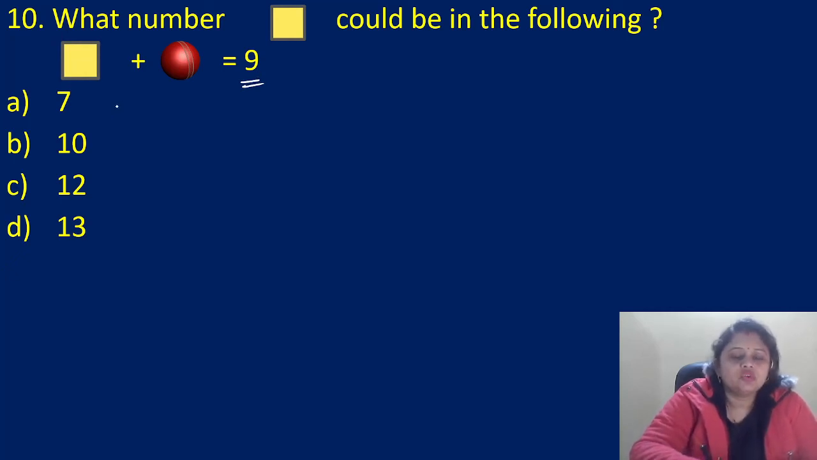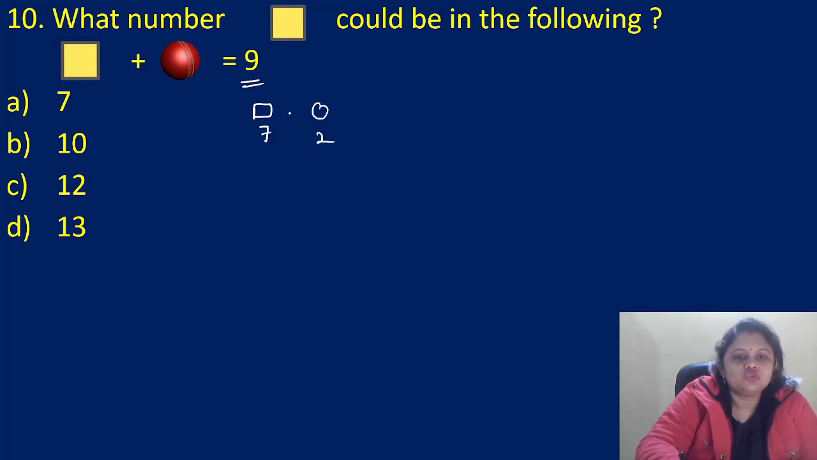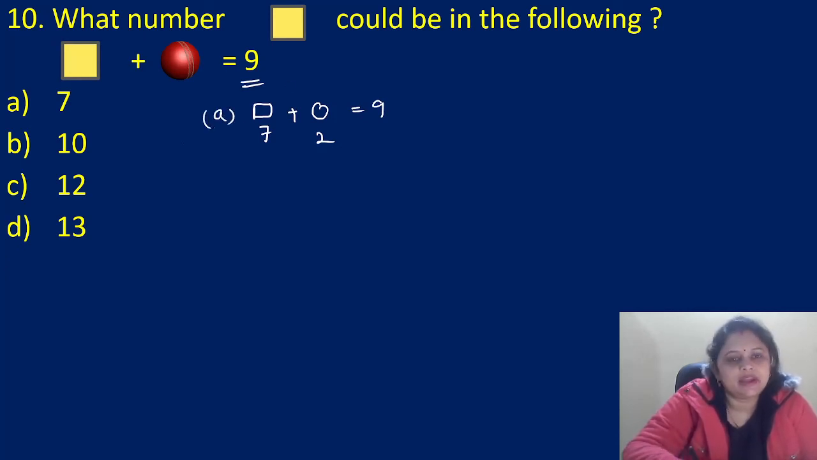So what can be the value of square? So value of square in option A is given as 7. So can it be 7? Yes, it may be 7 because 7 is less than 9. Okay. So if the value of square is 7, we can say the value of ball will be 2. So the total value will be 9. It may happen. Okay. May not also happen, but it may happen.